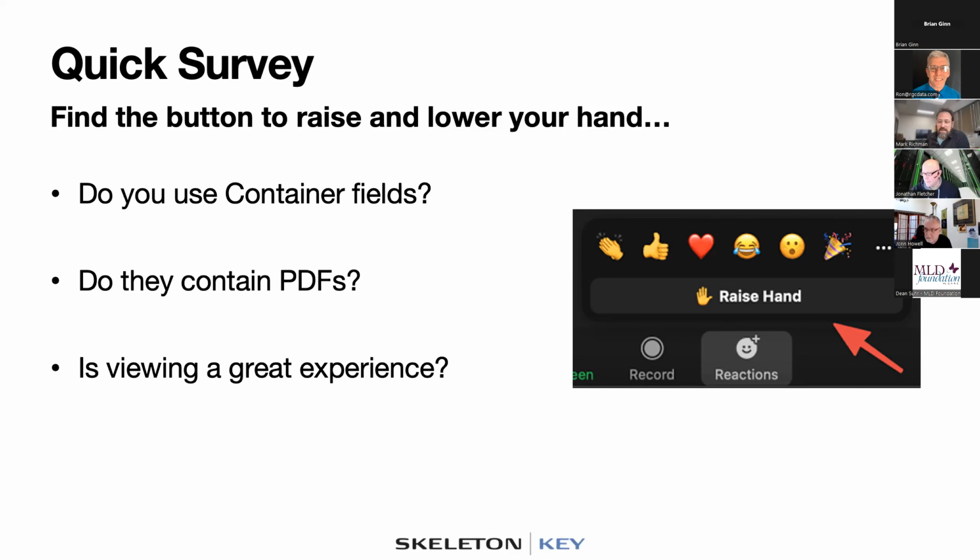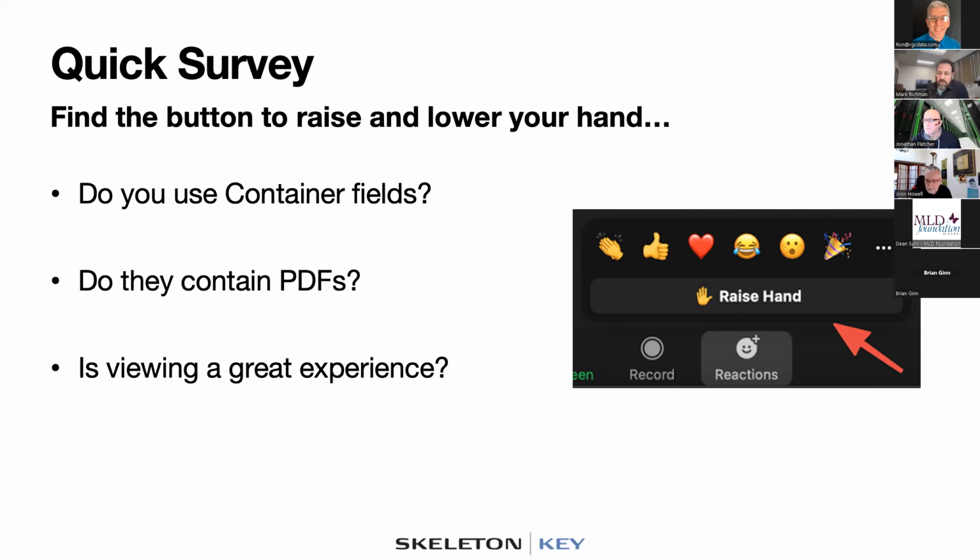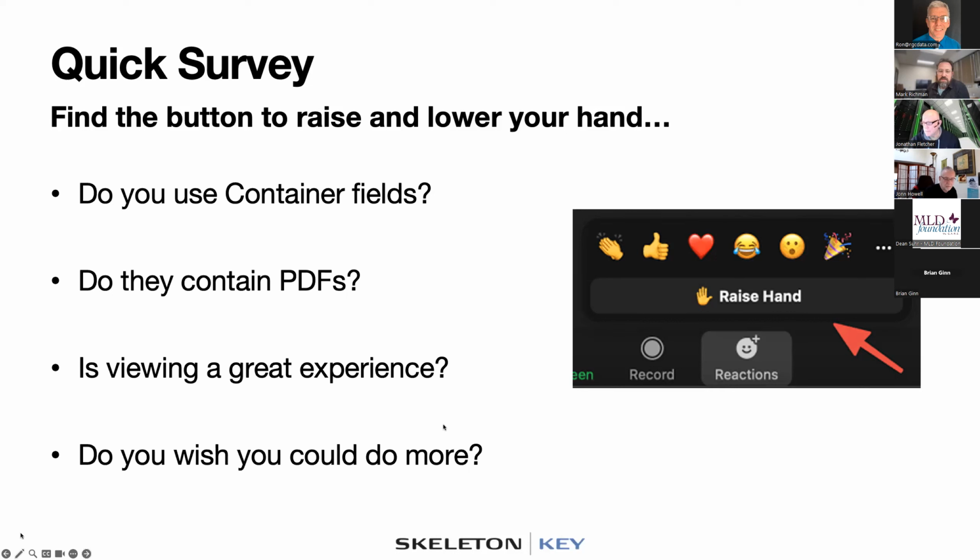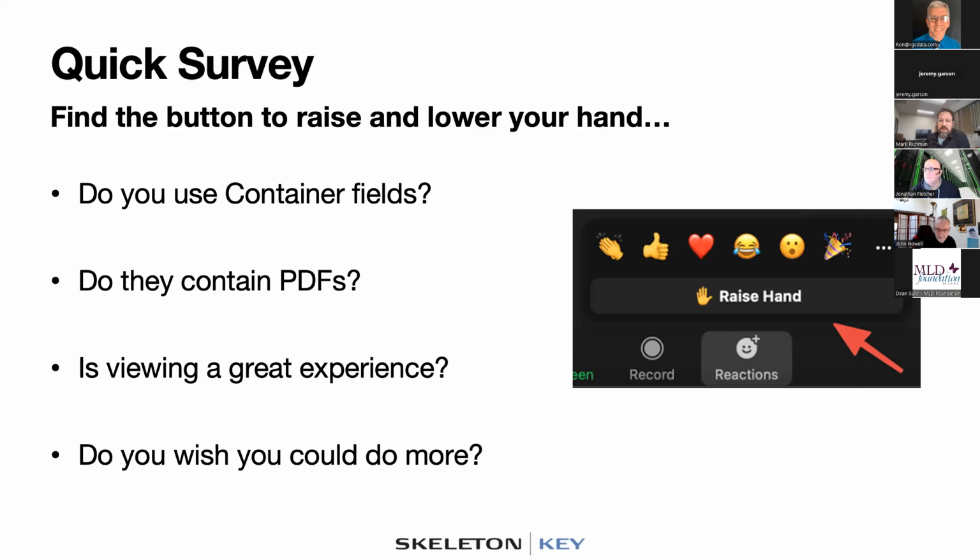In my brain, that means I can see everything I want to see. It works the same across all my different users' computers, regardless of what operating system they're using or what other software they may have installed. I get a same experience in WebDirect and Go as I do in Pro. It's just consistent. And then lastly, do you wish you could do more? Put those hands back up if you wish you could do more with PDFs inside FileMaker than you can currently.